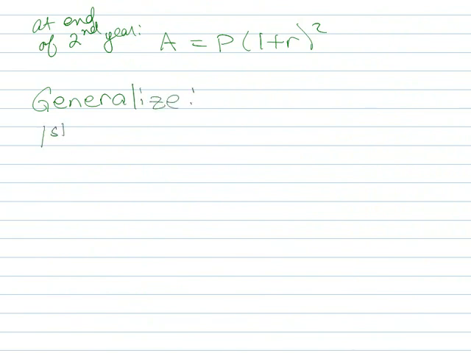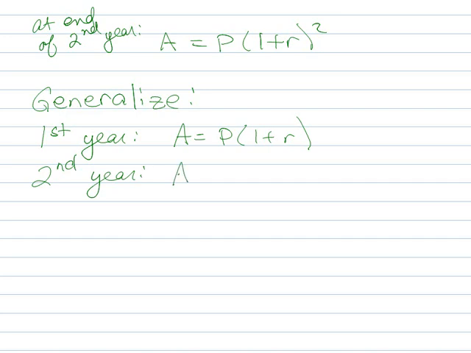So we said at the end of the first year, I owed p times 1 plus r. Now at the end of the second year, I owed p times 1 plus r squared. So can you see a pattern yet? What do you guess how much I would owe after the third year? What if I put a 1 here? Would that help?